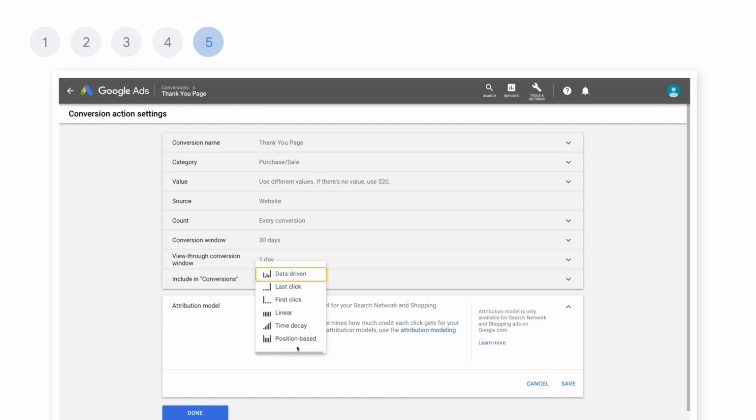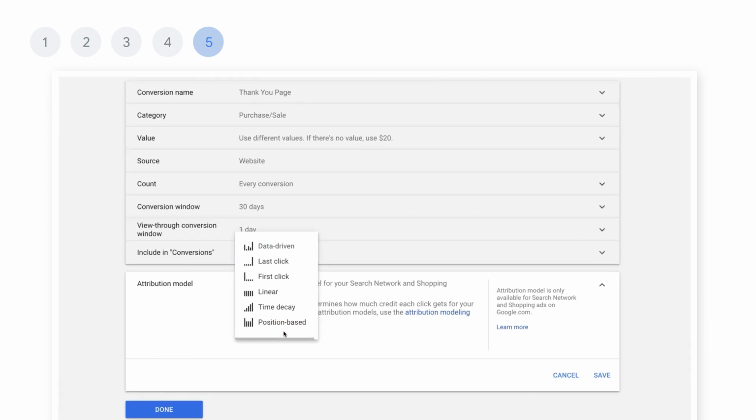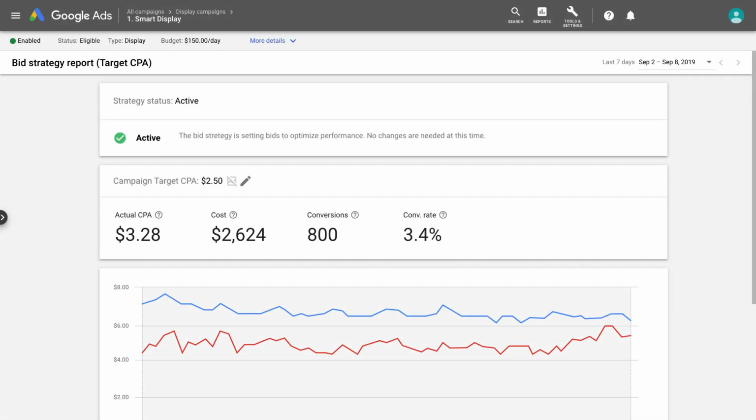Use data-driven attribution, or, if not eligible, use non-last click attribution to let smart bidding accurately assess the different touch points throughout the customer journey. Once your campaigns are up and running, you can analyze how key metrics have performed through the bid strategy report.